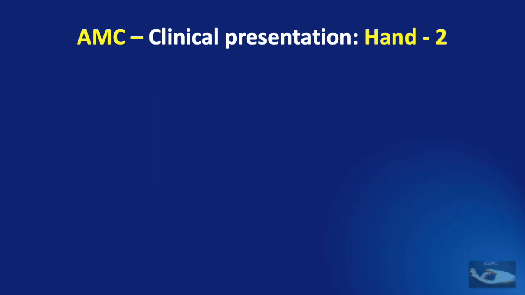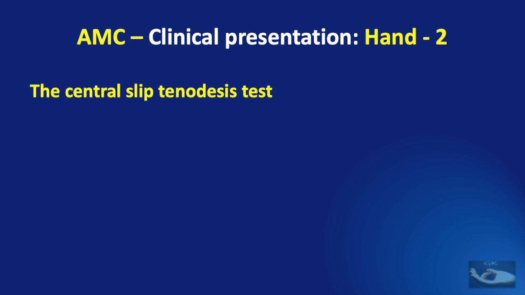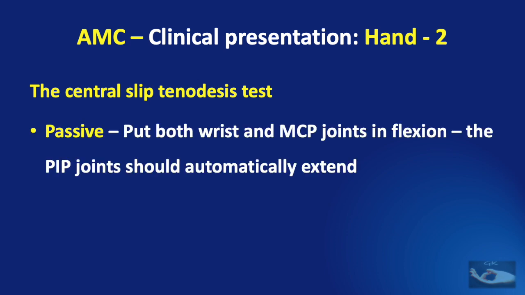The next important clinical maneuver to be done during examination of the hand in arthrogryposis is the central slip tenodesis test. The passive component of this test is done by putting both the wrist and metacarpophalangeal joints in flexion. When this is done, the PIP joints should automatically extend. If it does not do so, it indicates that the central slip is attenuated and must be corrected first.